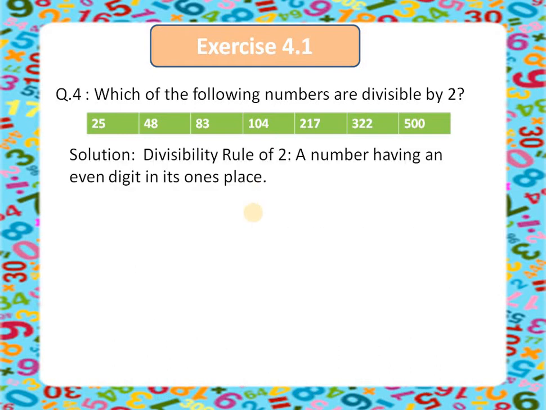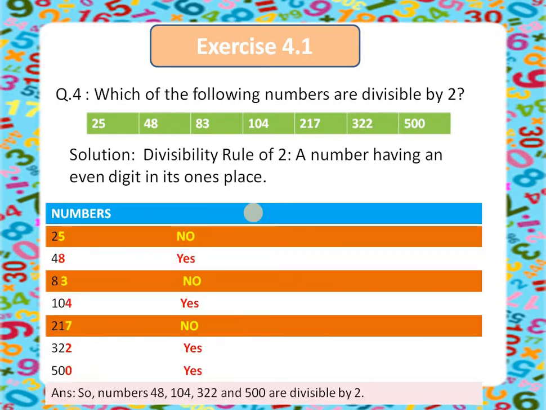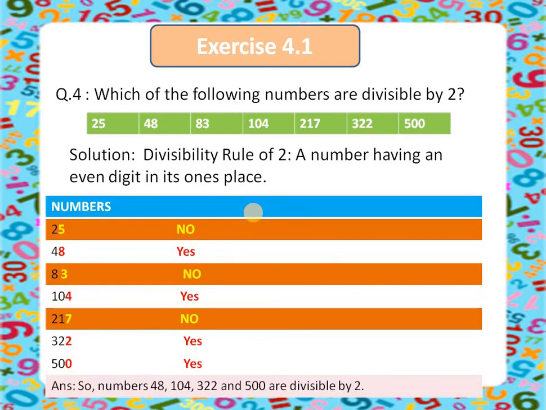So first of all, know what the divisibility rule of 2 is. A number having an even digit in its ones place is said to be divisible by 2. Check out the numbers. 25. Let's see. 5 is what kind of number? It is an odd number. So we require only an even digit. So 25, it is clearly no. It is not divisible by 2. 48. Last digit 8. Yes, it is an even digit. So it is divisible by 2. The answer is written yes.